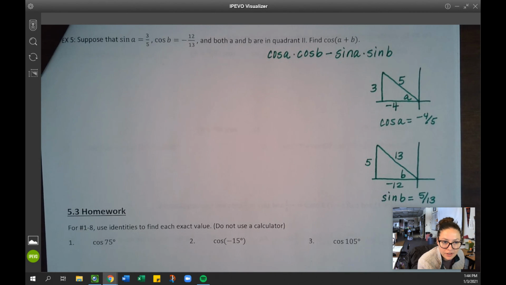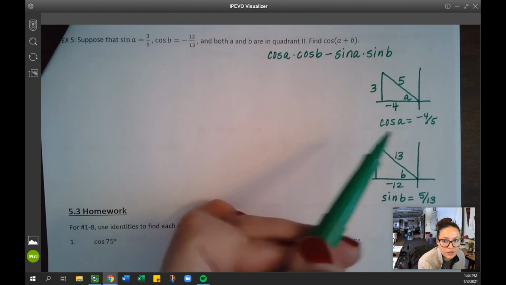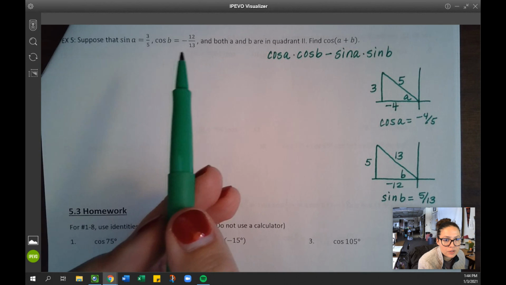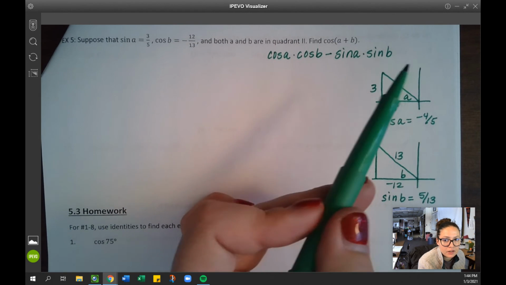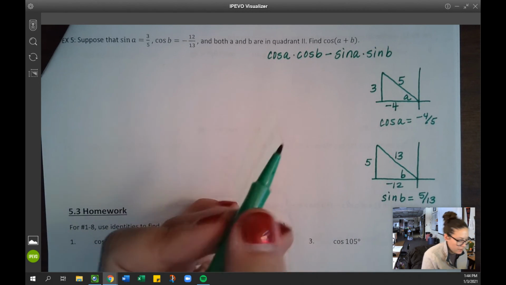So now we have everything we need. We have cosine A, which we found here. We have cosine B, which was given to us. Sine A was given to us, and then we found sine B right here. So we have everything we need.